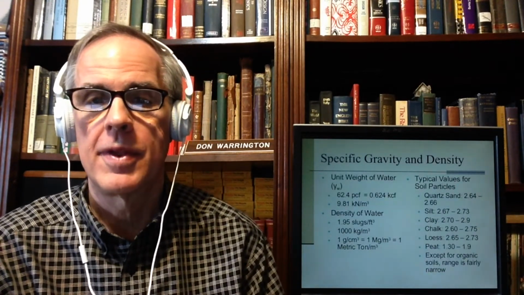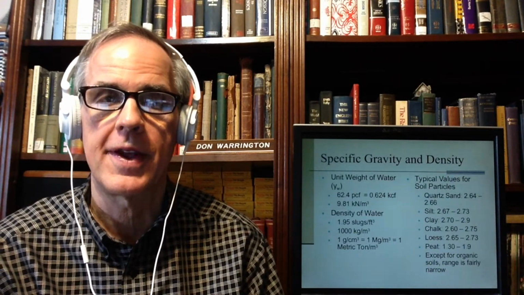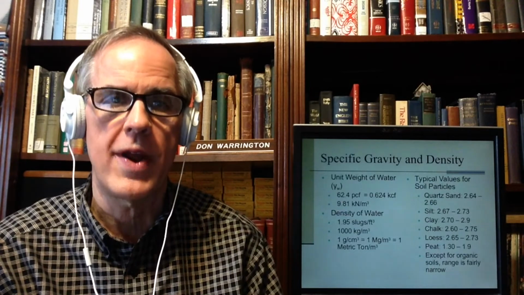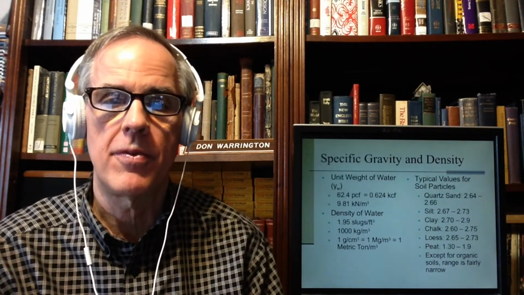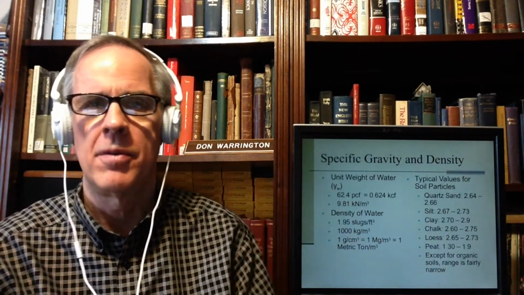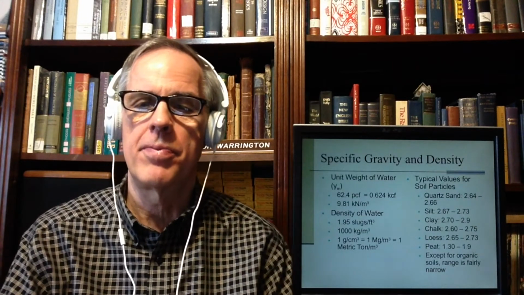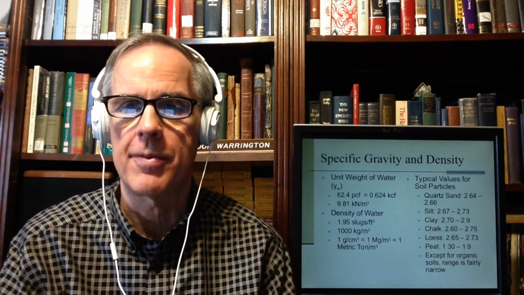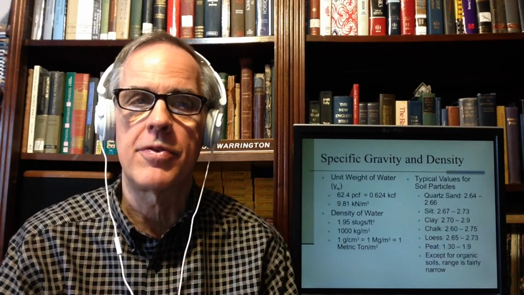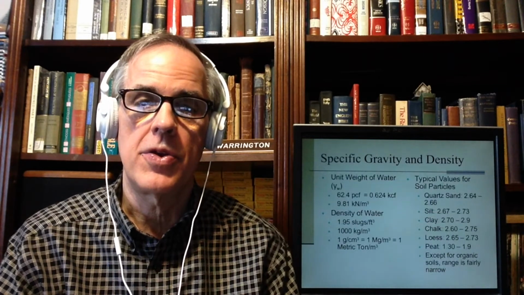Specific gravity and density. The unit weight of water is 62.4 PCF, or 0.0624 KCF, or 9.81 kilonewtons per cubic meter. Those are the most common values in the unit weight systems. For density of water, slugs is something we leave for fluid mechanics. The one you're going to be concerned with is 1,000 kilograms per cubic meter, which is very common with MKS type calculations. Obviously, that sets us up for the specific gravities, which are basically the density or unit weight over the density or unit weight of water.